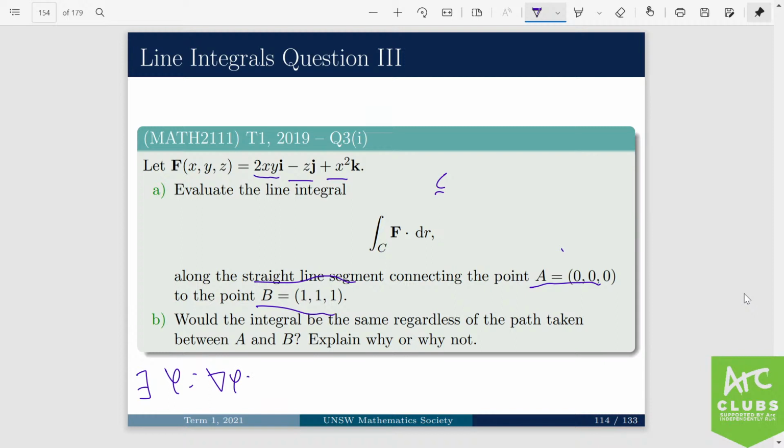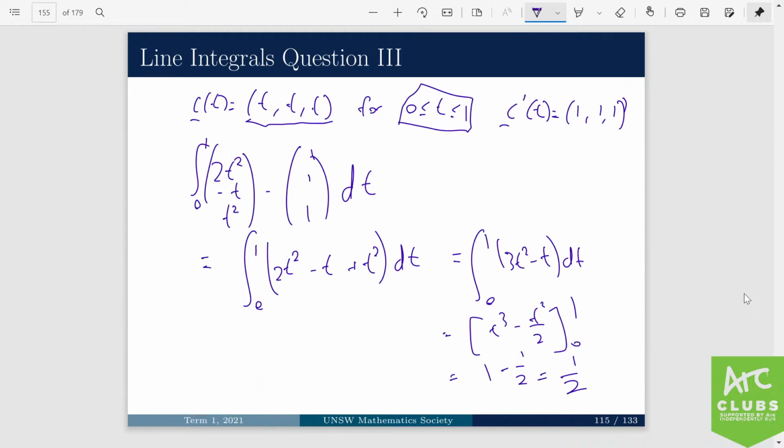the gradient of phi, I'm just going to use all the shorthand notation, is equal to f. If this is true, then we know f is conservative, and the integral would be the same. If it's not the same, then it's a bit tricky actually, I think we need to find a counterexample. So let's hope it's the same and see if it works. To show that it's the same, we need f to be conservative. So we need to find some scalar function phi such that the gradient is f.